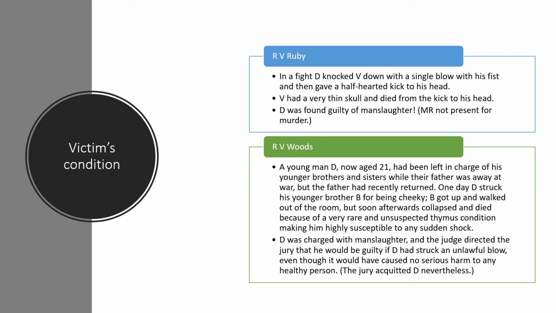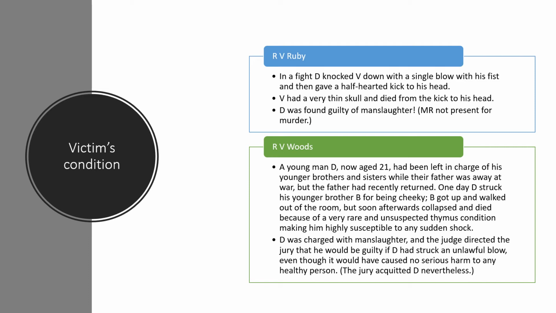We also need to consider the victim's condition, and this might be the thin skull, where the thin skull rule applies. So in Ruby, the defendant gave a half-hearted kick to the head of the victim during a fight, but he had a thin skull and died from a kick to his head. Now, he was guilty of manslaughter because there was no mens rea present for murder, but it illustrates the rule that you can cause death and the chain will not be broken if the victim possesses some physical peculiarity or weakness.